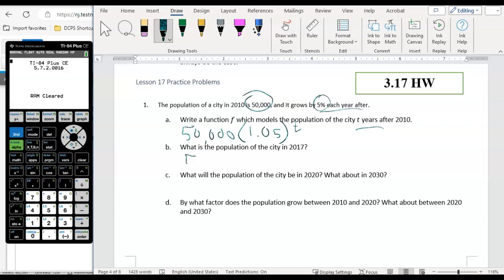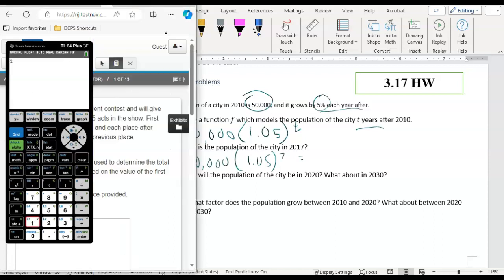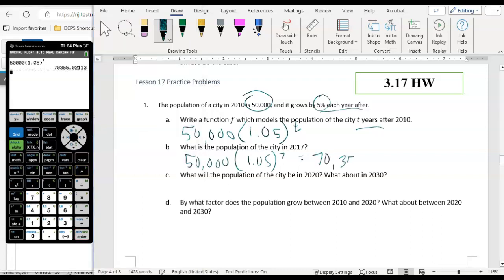So in 2017, we would have 50,000 times 1.05 to the power of 7, because that is 7 years after the initial date of 2010. So 50,000 times 1.05 to the power of 7 gives us 70,355 and 0.02. So around 70,355. We're not going to count decimals of people.